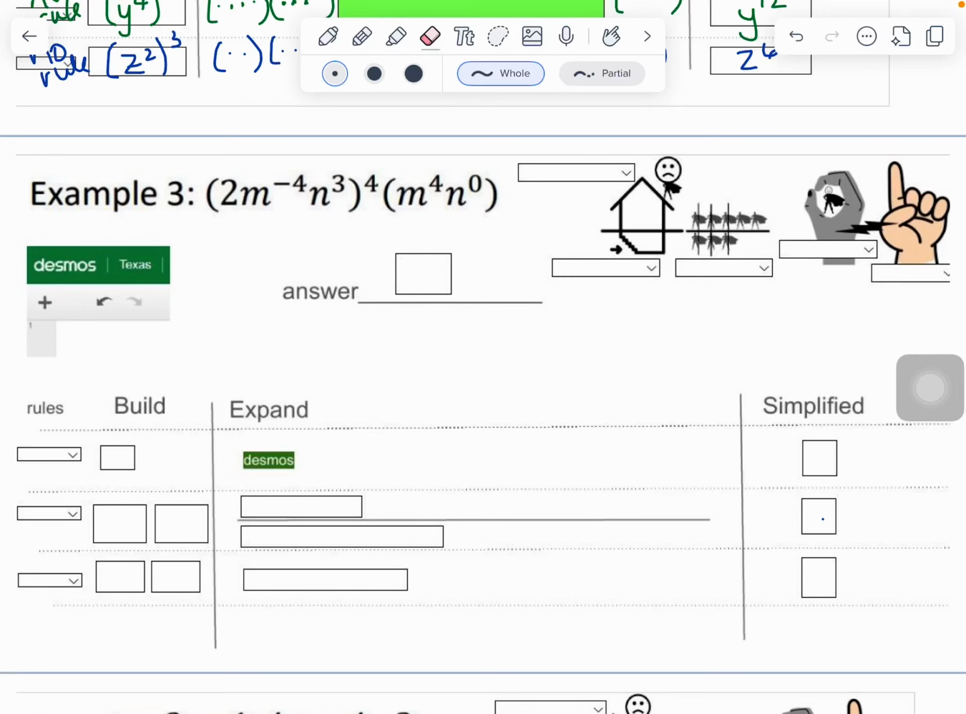All right, so we're simplifying this. We have two sets of parentheses. And if you notice, this one has the power of 4 on the outside, but the second one does not. So we're only raising the second one to the power of 4, not the first one to the power of 4, not the second one.